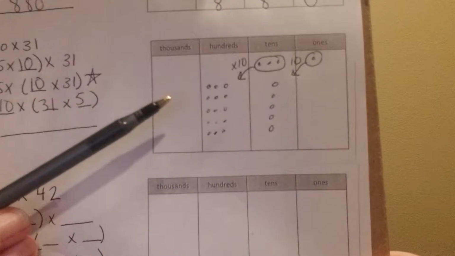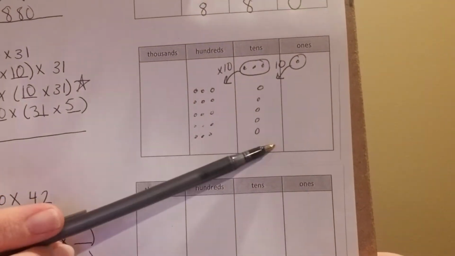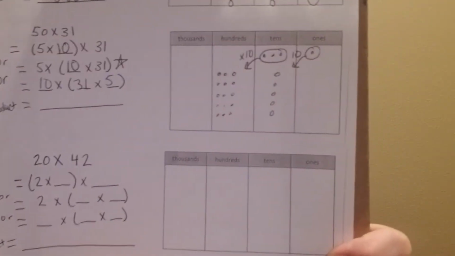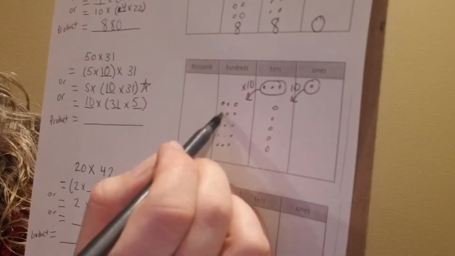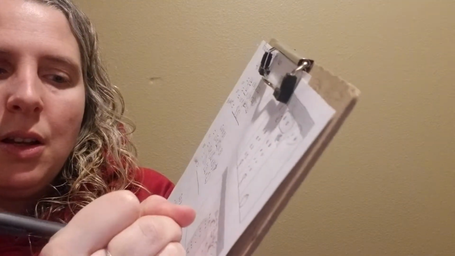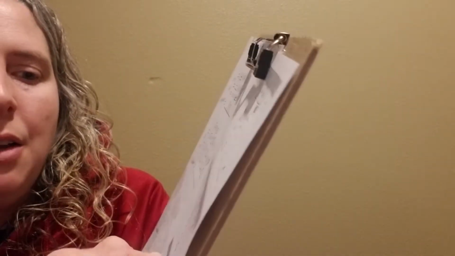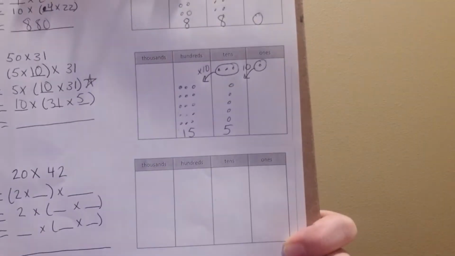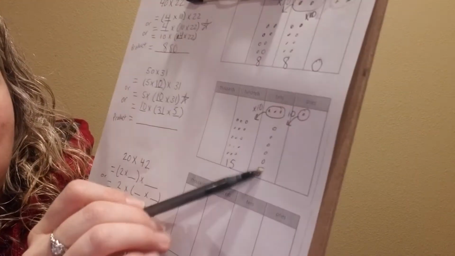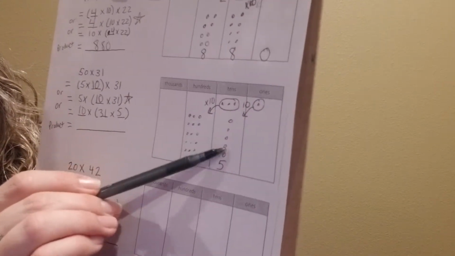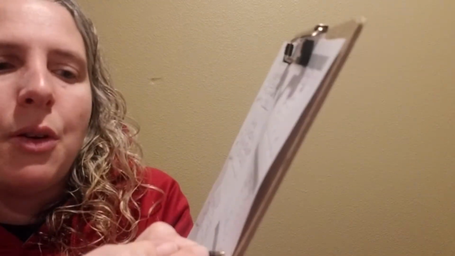I have 5 groups of 3, 5 groups of 1. Okay, so what do I have total? I'm going to count by 5s because 5s are just easier for me. So there's 5, 10, 15. Write that down. And then how many 10s did I have? I had only groups of 1. So 1, 2, 3, 4, 5. And how many 1s do I have? Remember, I moved that one over, so there's 0 there.